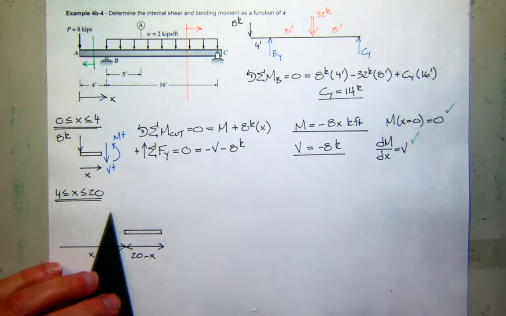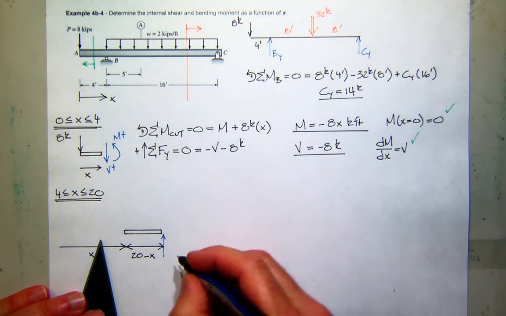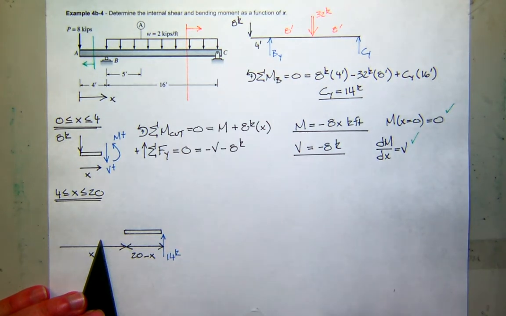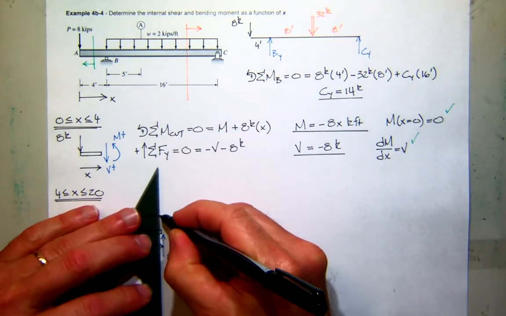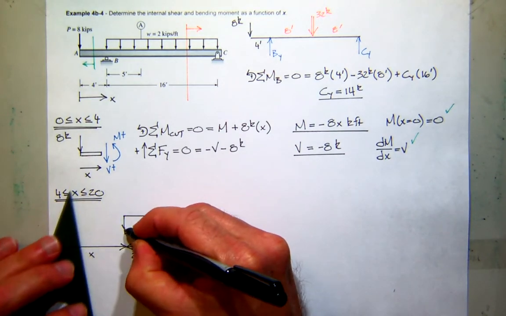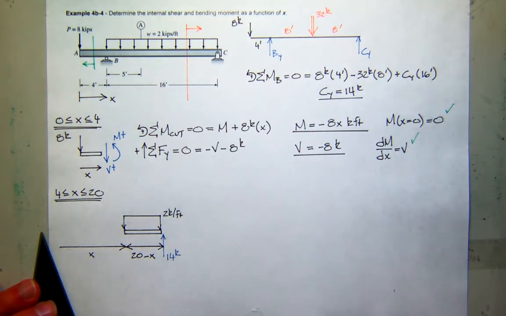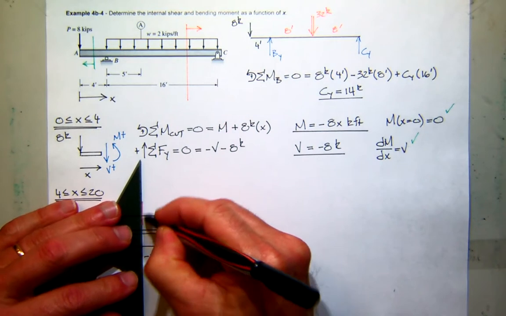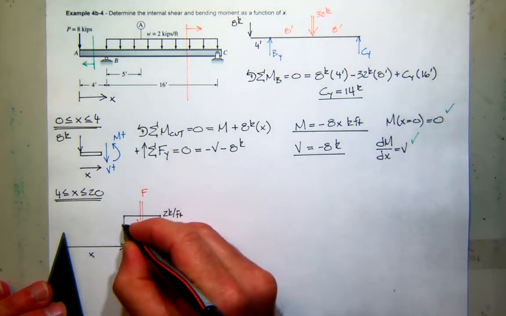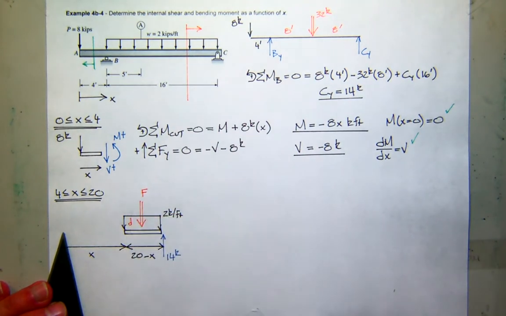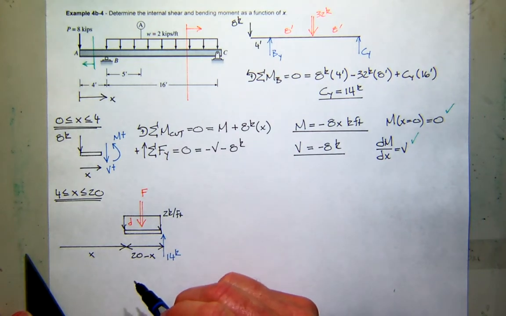And what do I have on that side? Well, I've got my C reaction, which I've already found. It was up and equal to 14 kips. I've got the distributed load, which has an intensity of 2 kips per foot. I'm going to turn that into a concentrated equivalent. We'll do that in a second. It'll have a value of F, and the distance to the centroid from the cut I'll call D. We'll calculate those in just a second. And then on my cut face, I'm going to assume positive bending moment and positive shear force.